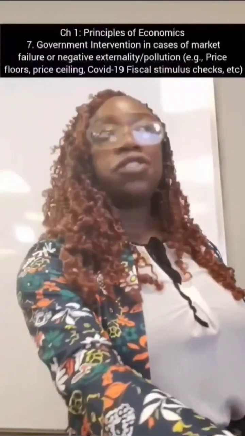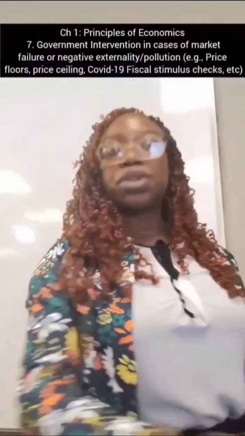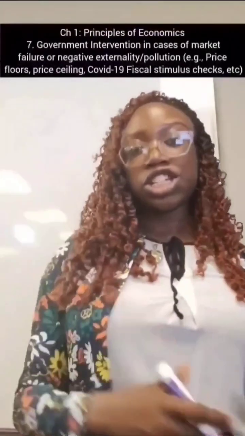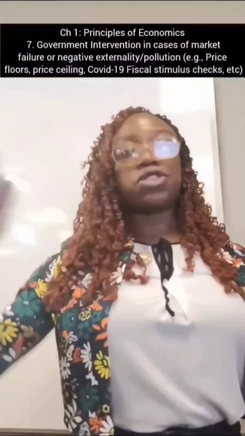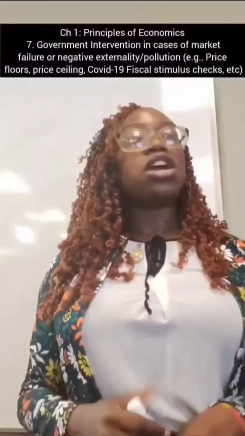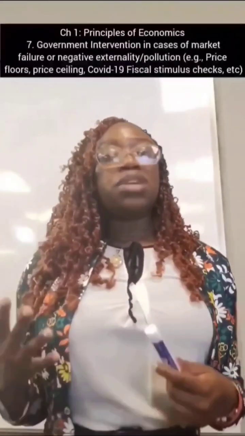So I don't know if you've heard of the global financial crisis, which happened in 2007. So basically, that was a situation where there was a crisis in the housing market, and that affected a lot of other economies and caused a global recession, right? So when there's a crisis like that, the government has to intervene.